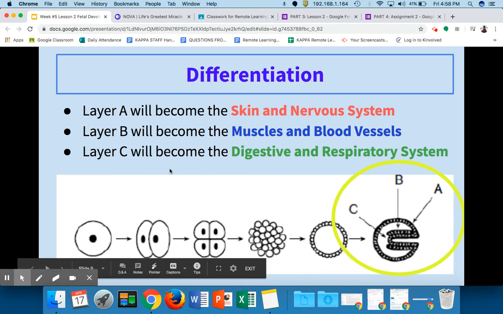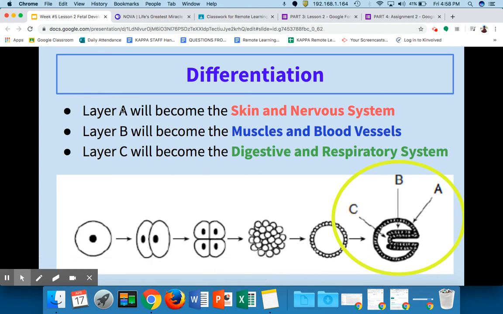So for example, layer A will become the skin and nervous system, like the video showed us. Layer B will become muscle and blood cells, and layer C will become digestive and respiratory system cells.